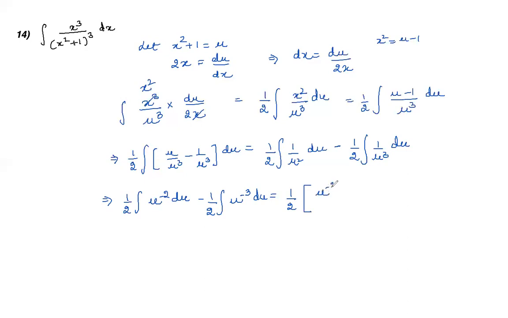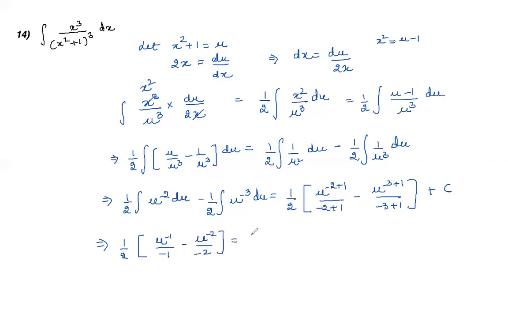It would be u raised to power minus 2 plus 1 upon minus 2 plus 1, and for this it would be u raised to power minus 3 plus 1 upon minus 3 plus 1, and the constant term. So finally I would get u raised to power minus 1 upon minus 1 minus u raised to power minus 2 upon minus 2. So I can write it this way, minus 1 upon u plus 1 upon 2u square plus c, the constant term.